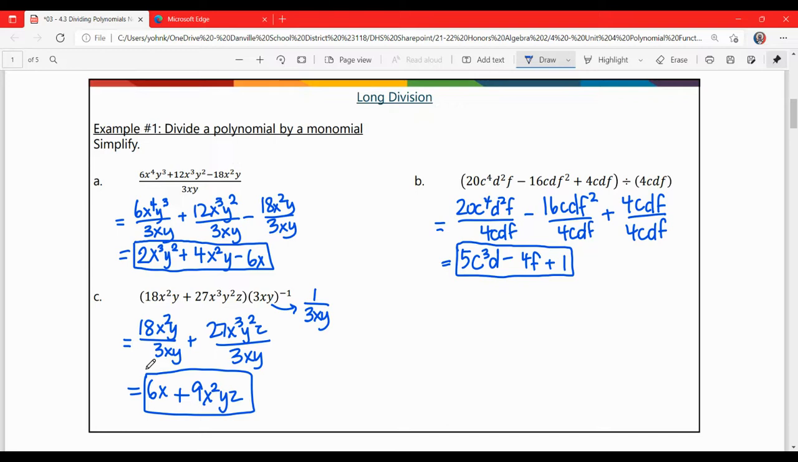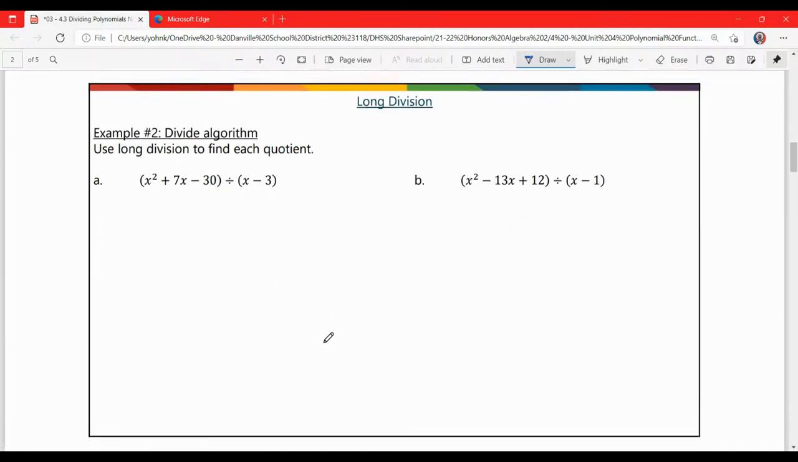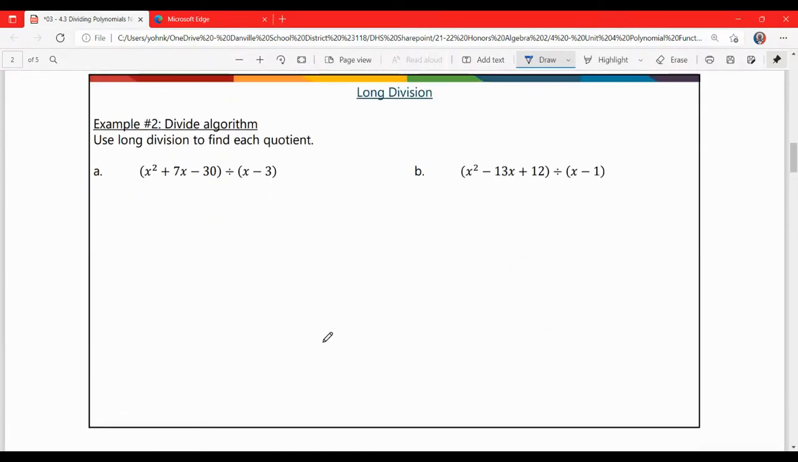Okay, so this is what happens when you divide a polynomial by a monomial. Let's see what happens if we do a trinomial divided by a linear binomial. Well, the directions say to use long division to find each quotient. So we're going to do long division.